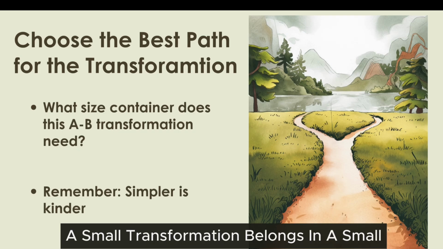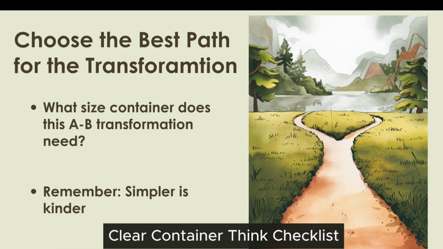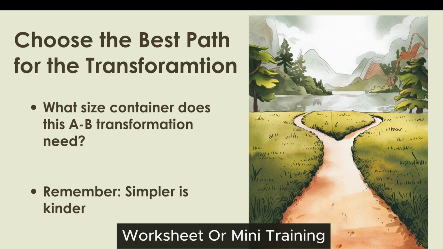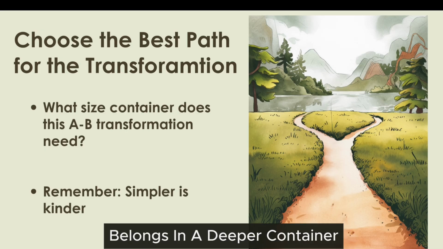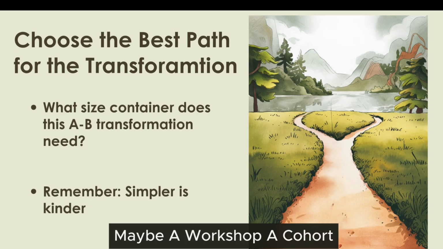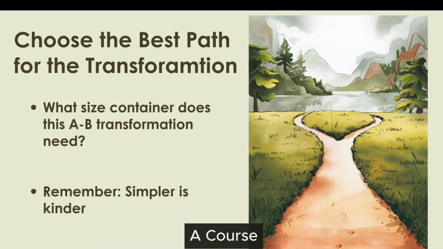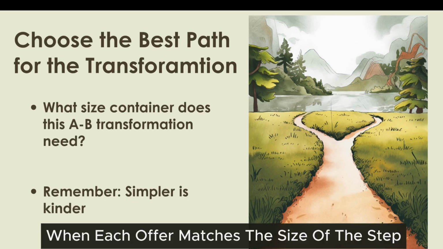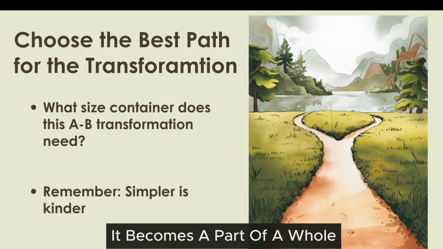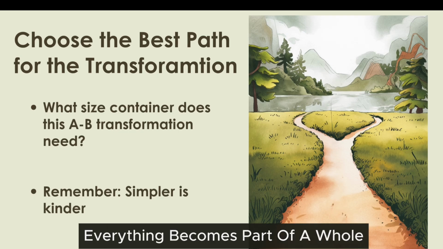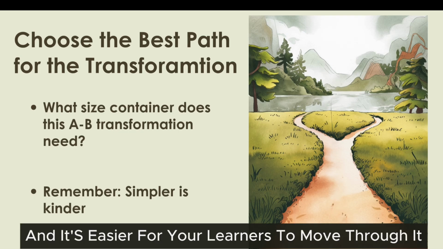A small transformation belongs in a small, clear container. Think checklist, worksheet, or mini training. A bigger step or a bigger transformation belongs in a deeper container, maybe a workshop, a cohort, a course. When each offer matches the size of the step, your whole ecosystem becomes easier to design. Everything becomes part of a whole. And it's easier for your learners to move through it.